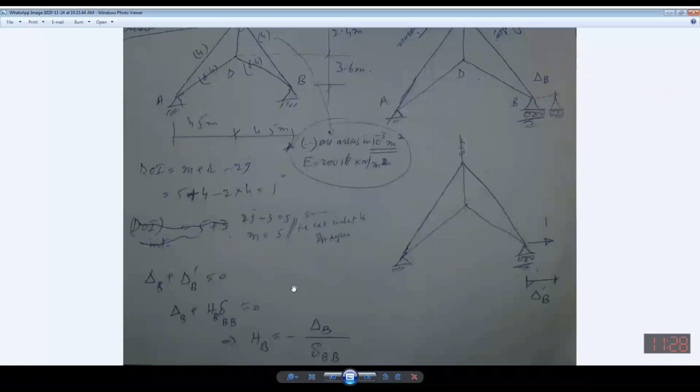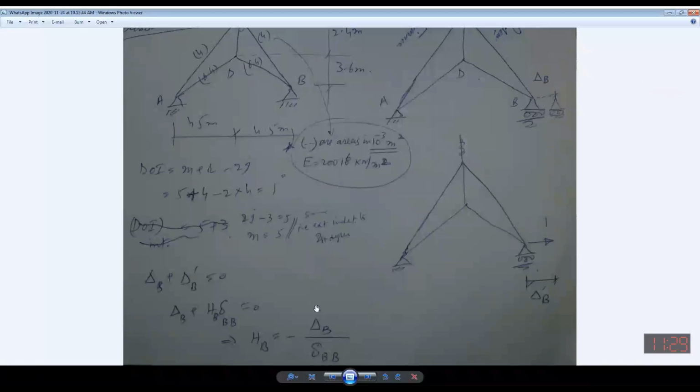So everybody is required to write it down. Delta B plus delta dash BB. Delta B is the displacement in the primary structure due to applied loading. Delta dash BB is due to the redundant force. Both displacements must nullify each other. So if I have taken it towards right, this has also been taken towards right, so both will be summed up, and HB will be negative. So HB is delta B over delta BB. So you can find it out.